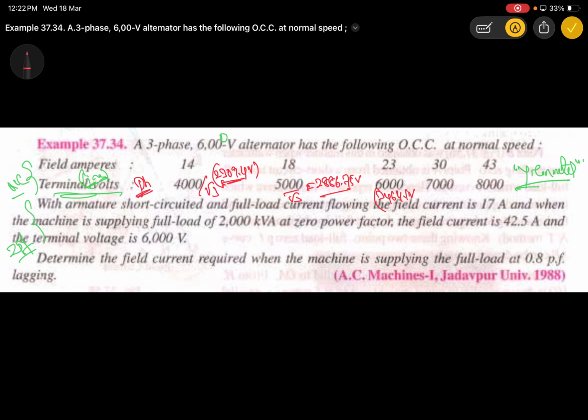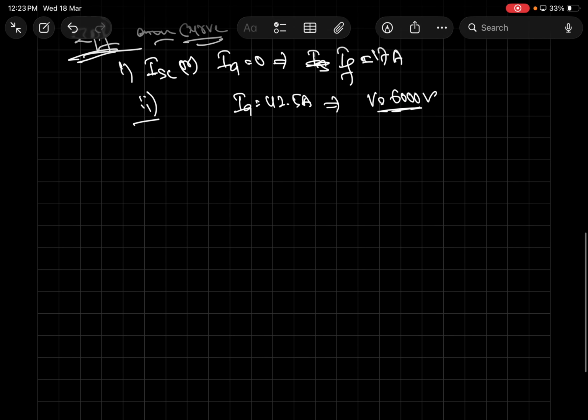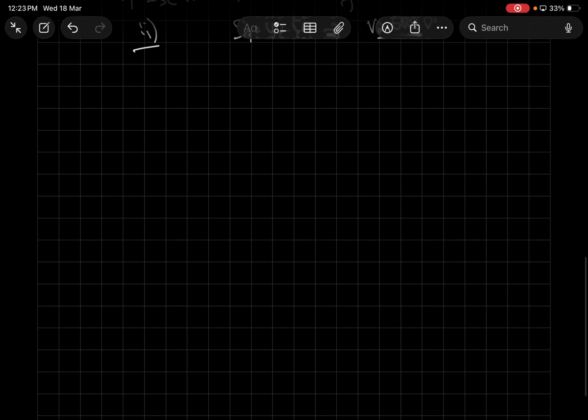3464.1. Next 7000, 4041.4. Next 8000, 4618.8. These are the corresponding phase voltages here. I have to draw the graph for phase voltages only, the red color ones that I have specified here. So now let's try to draw the graph.